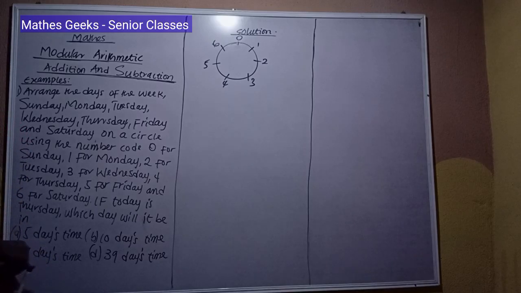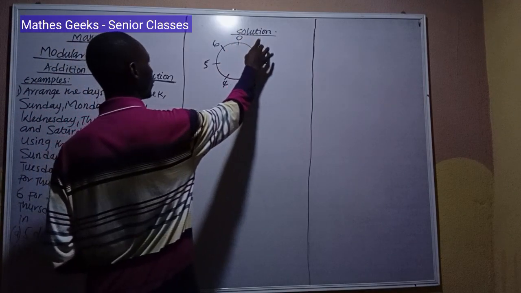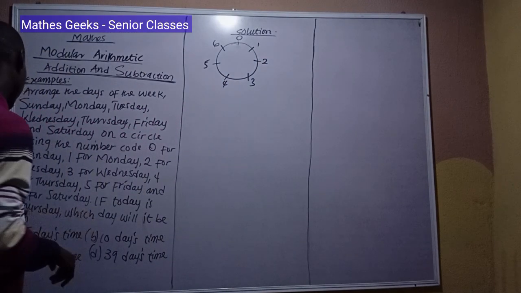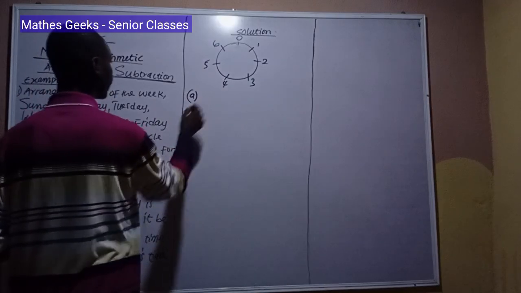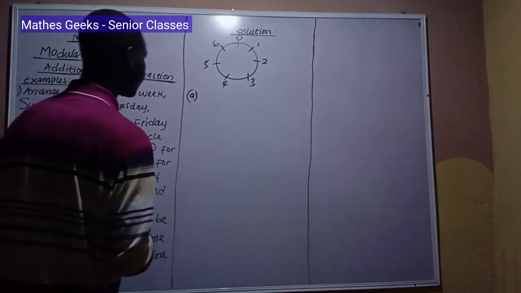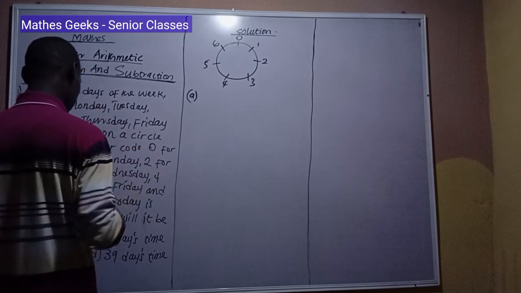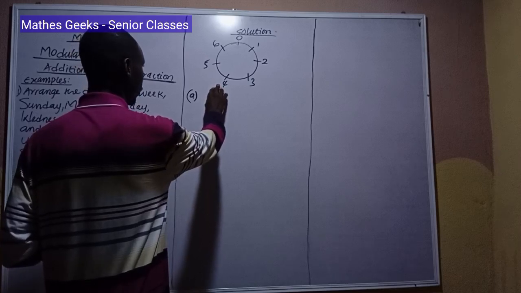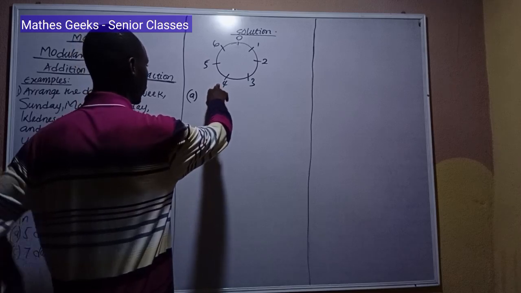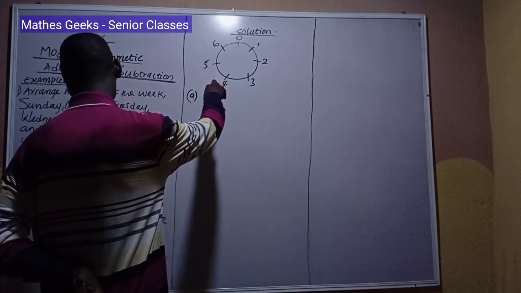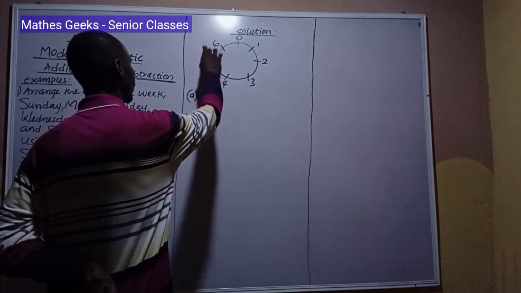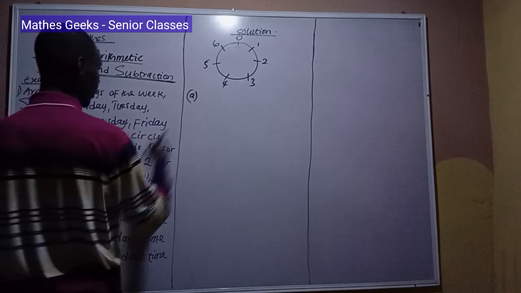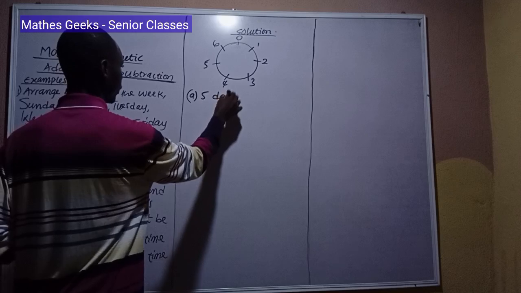So if today is Thursday, Sunday, Monday, Tuesday, Wednesday, Thursday, that's 4. Which day will it be in 5 days time? In 5 days time, start at 4. We'll move in the clockwise direction 5 times. That will be 1, 2, 3, 4, 5, which is 2. And 2 is Tuesday. So 5 days time will be Tuesday.